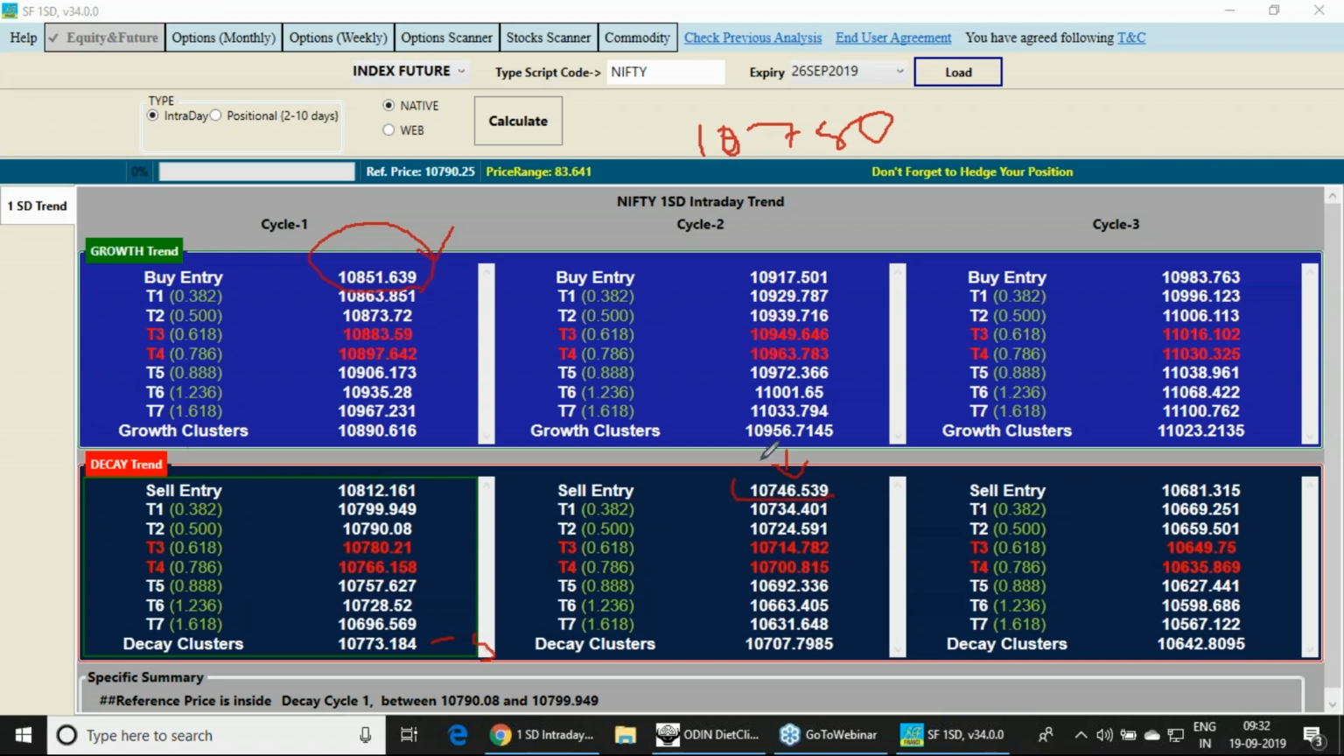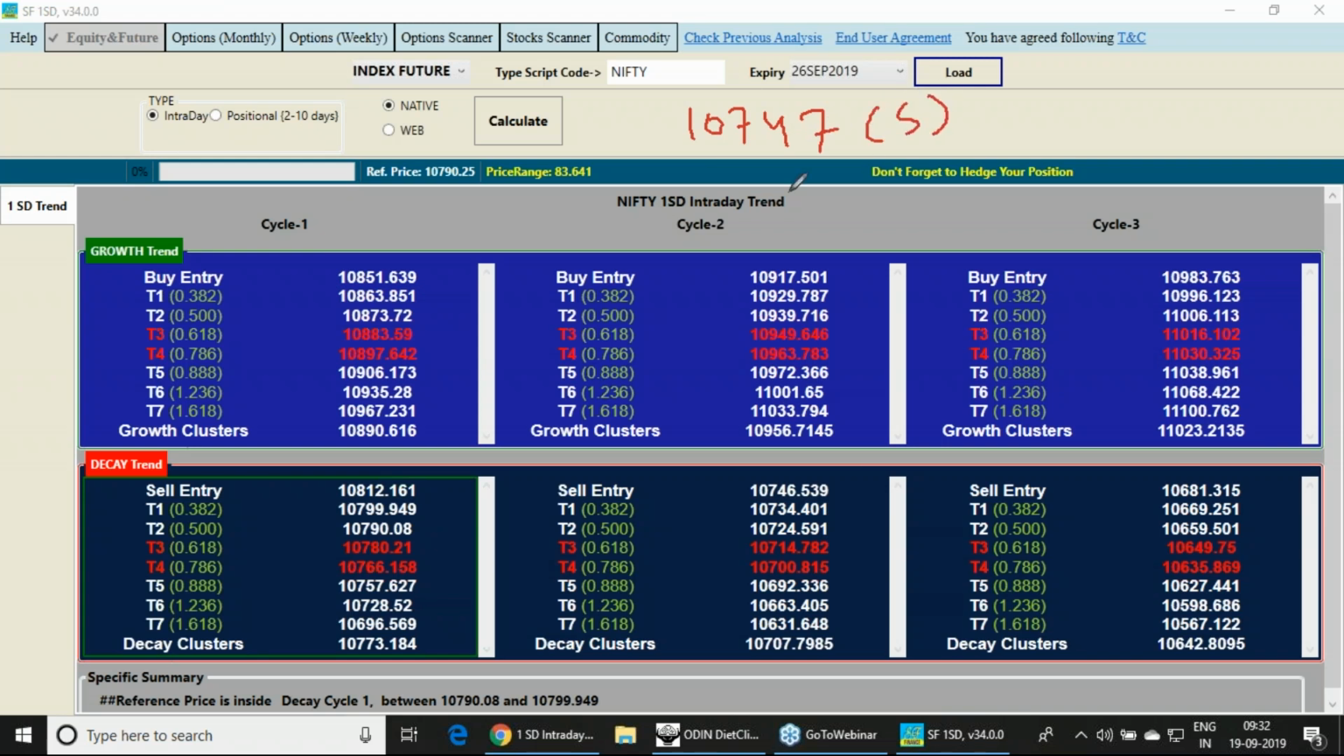And sell entry will be at 10,747. Once you sell it here, keep your stop loss at 10,773, and once you buy here, keep your stop loss at 10,800. So this is what it says. So imagine a case. I got 746. Very carefully listen to this part. Many of you have asked this question. Second cycle you sold, say 10,746 came, 747 came, you sold it.